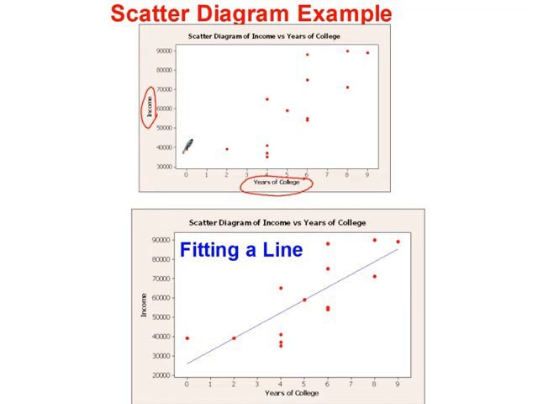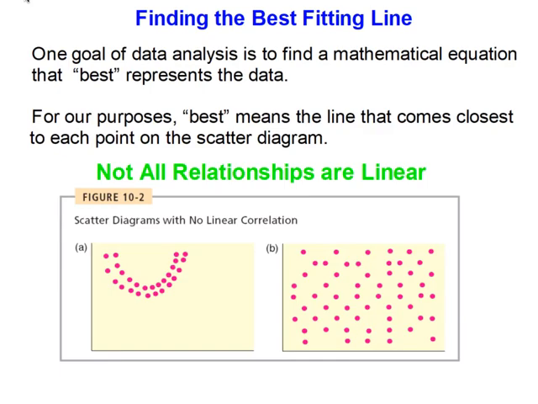Eventually, and not quite today, we'll get into this line of best fit, or fitting a line in those dots. We're not really going to do that yet. We're more talking about whether it's even worth our time to do a line of best fit. So one of our goals is to analyze data by finding a mathematical equation, the best representation of that data. Basically the equation of a line, y equals mx plus b type of stuff. For this purpose, best means the line that comes closest to all those points.